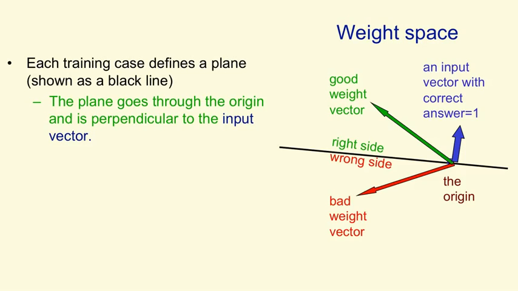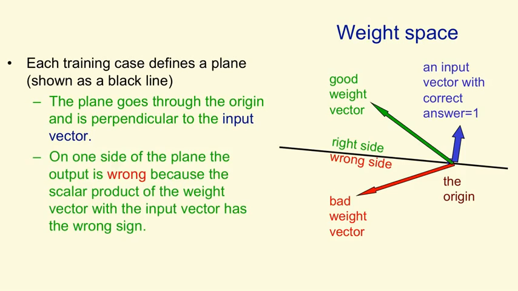Conversely, if we have a weight vector like the red one, that's on the wrong side of the plane, the angle with the input vector will be more than 90 degrees, so the scalar product of the weight vector and the input vector will be negative, less than 0, so the perceptron will say no or 0, and in this case we'll get the wrong answer. So to summarize, on one side of the plane, all the weight vectors will get the right answer, and on the other side of the plane, all the possible weight vectors will get the wrong answer.